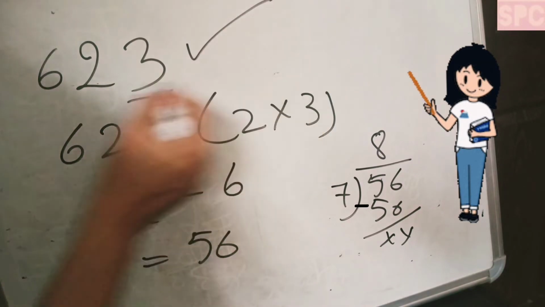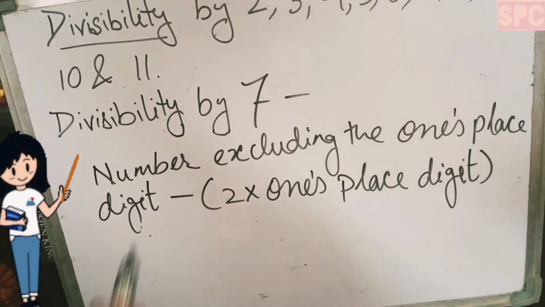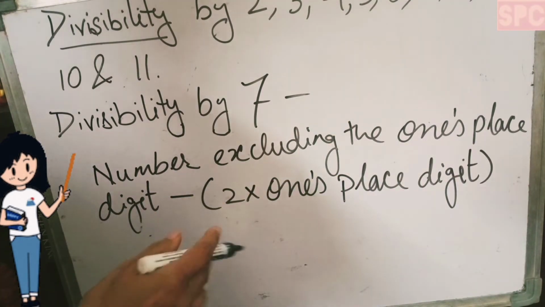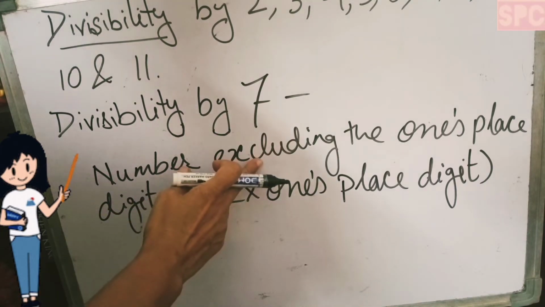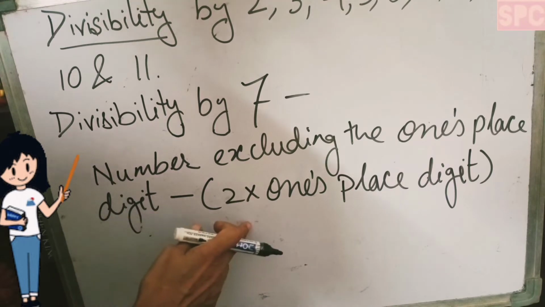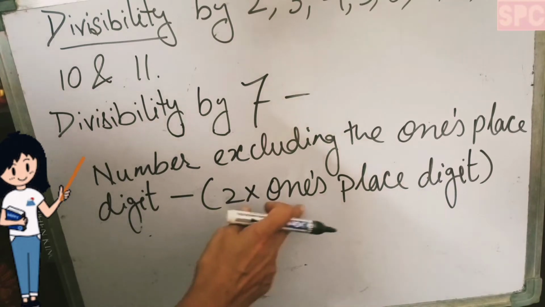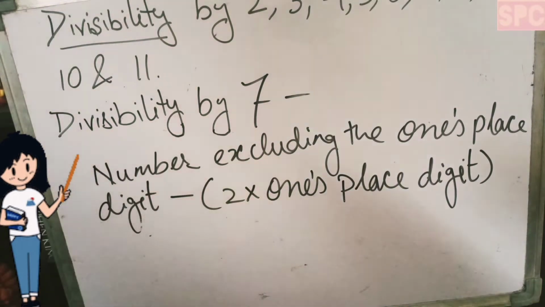You just have to remember this formula. The formula is the number excluding the ones place digit, that is, you have to remove the ones place digit, and whatever number you get, you write here minus 2 into the digit which is there at the ones place. If after solving this, whatever number you get is divisible by 7, then that entire number will also be divisible by 7. Let's move on to divisibility by 8.